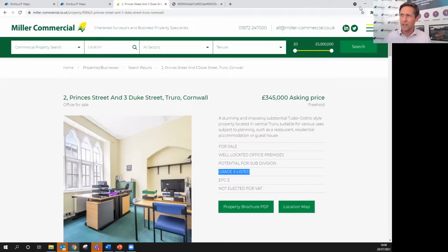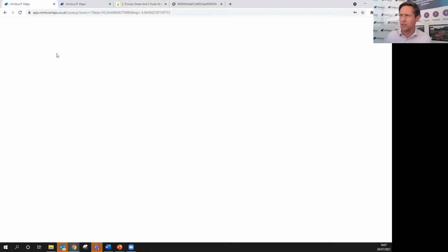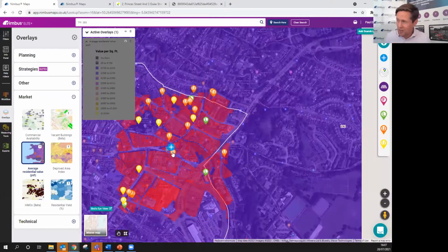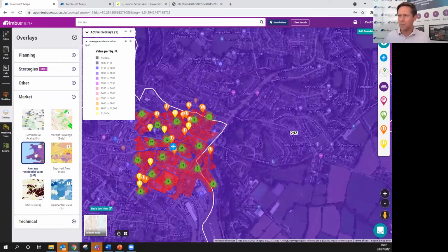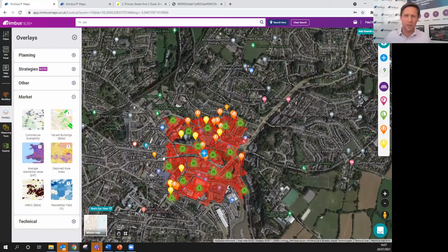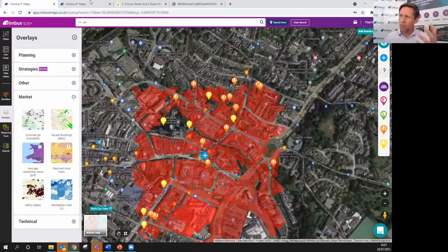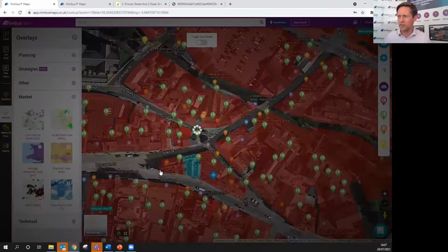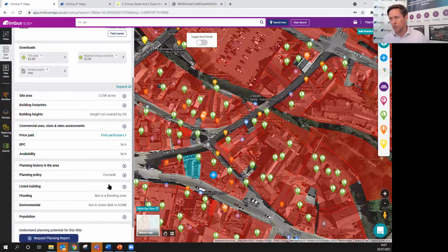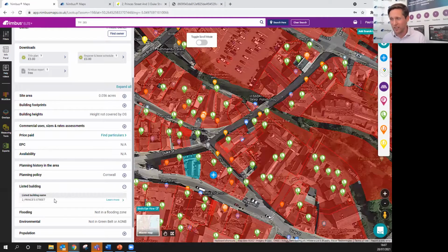It's clearly in the town centre. It's clearly a sustainable location. It's clearly a settlement. It's clearly a sensible thing to be doing in that location. It's just that you're not going to be able to use the PD rights as part of that because the building is listed. Helpfully, it tells you that on the particulars. Within Nimbus, of course, it tells us that as well. So I can go and see the details of the fact that the property is listed.